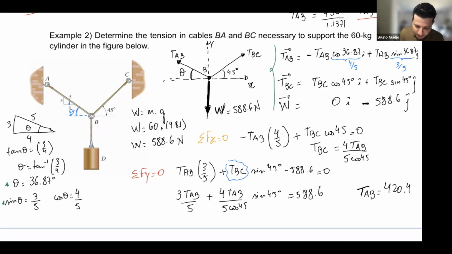So try to solve it and see if you can get the same. Use it step by step. Go slowly, but I do want you to try it and see if you can get it. Then this one is going to be 420.43 times 4 divided by 5 divided by cosine of 45, which is 475.66 newtons.